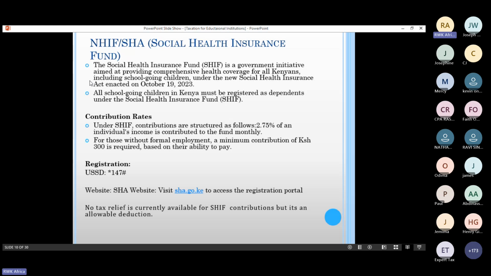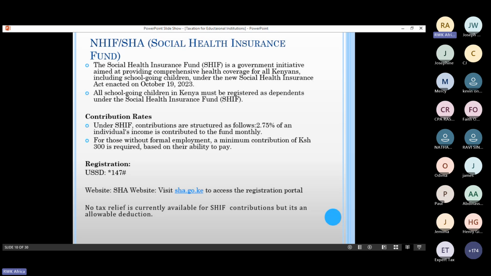So also in this case, for educational sectors, we have the school-going children. They should also be registered as dependents under the Social Health Insurance Fund. So in this case, we are not just talking about the employees in the educational sectors and the employers that should be registered. Even the school-going children need to be registered as dependents under the Social Health Insurance Fund so that they can benefit from these contributions.